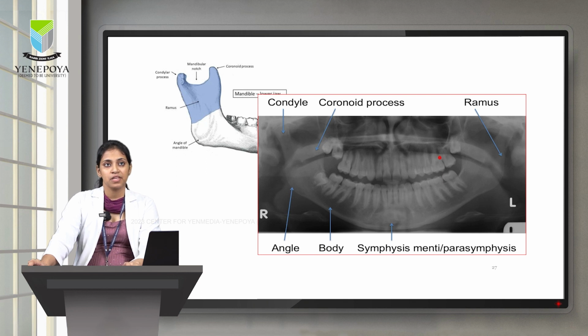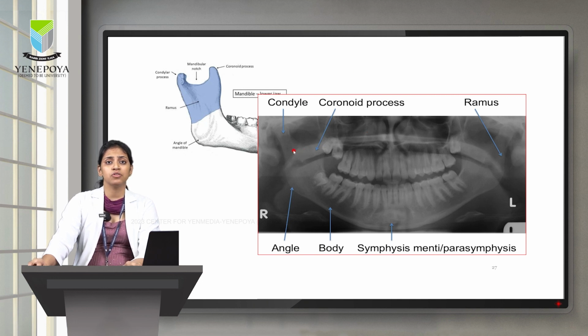Coronoid process, it is a bony projection which is seen from the anterior part of the ramus of the mandible. On a panoramic radiograph, it appears as a triangular radio-opacity just anterior to the condyle.